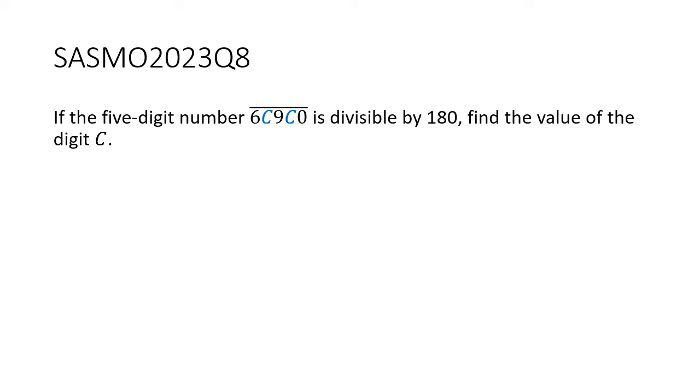So firstly, 180 is clearly divisible by 10, and this 5-digit number is also divisible by 10. So let's get rid of the zeros at the end. So for us to make this C work, we just need to check that the concatenation of 6C9C is divisible by 18. And 18 is the product of 2 and 9. So for 18 to divide this number, we just need to check that 2 divides this 4-digit number as well as 9 divides this 4-digit number.